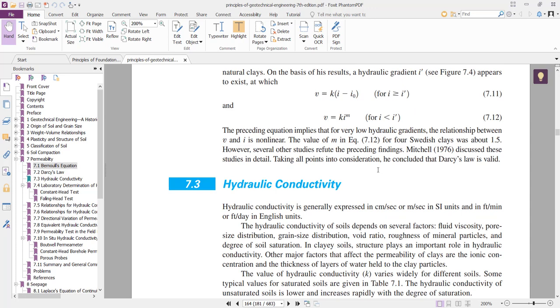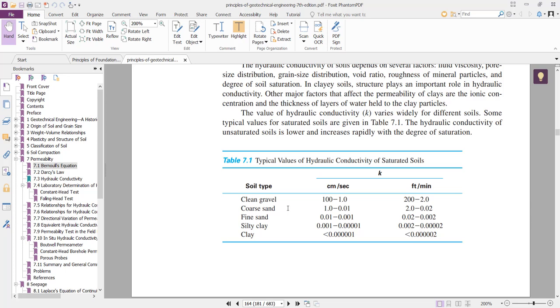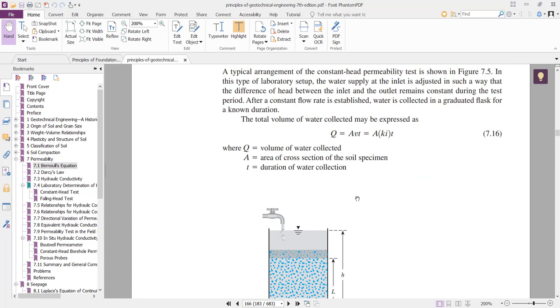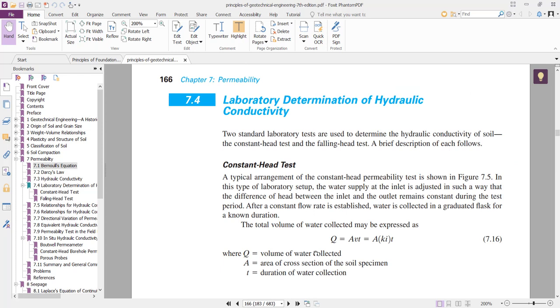Clean gravel conductivity K is from 100 to 1 centimeter per second. As the particles get smaller, this number gets smaller until we reach clay, which has very, very small values. This is not important information to understand right now. It doesn't matter. You just need to know what hydraulic conductivity is.